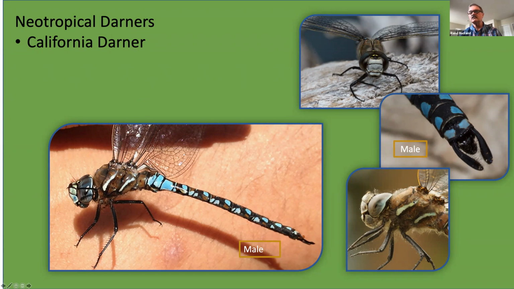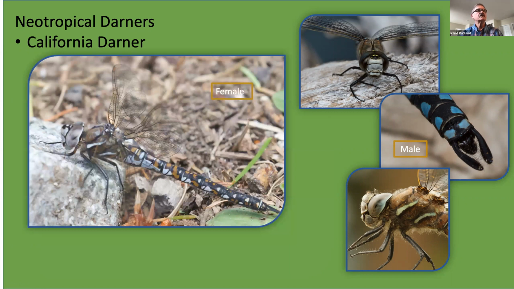In most species, the tips of these lateral thoracic stripes end up very near the bases of the wings. But in this species, you see that they go quite a bit rearward or posterior. This is the male California darner.